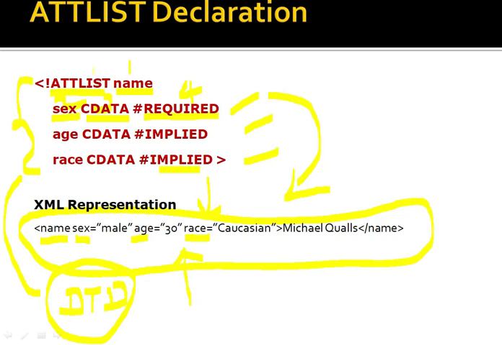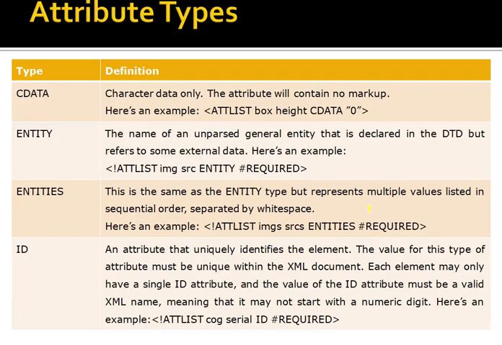So name is here, sex is here, the value is CDATA, character data. Age again is character data, and race is here, and this is a value of the element name. Okay, the element name, right? So the types of attribute. Okay, what are the types?